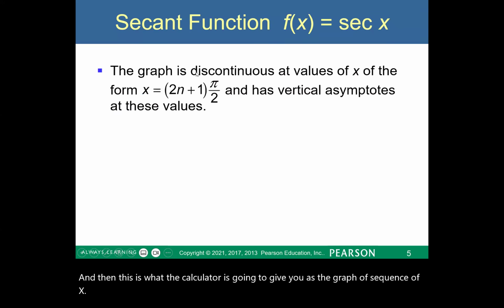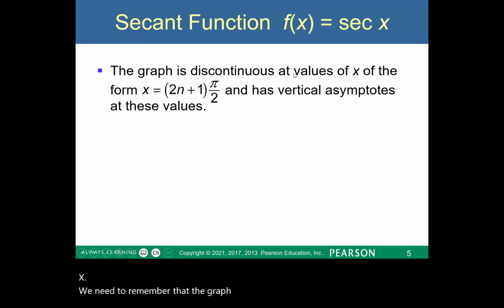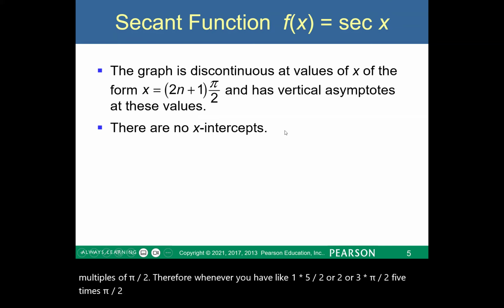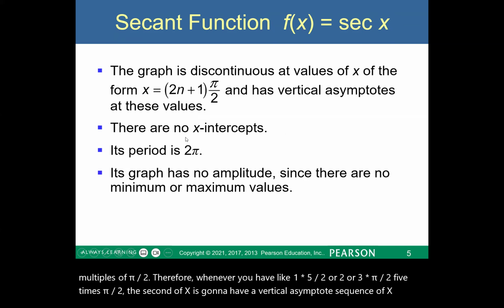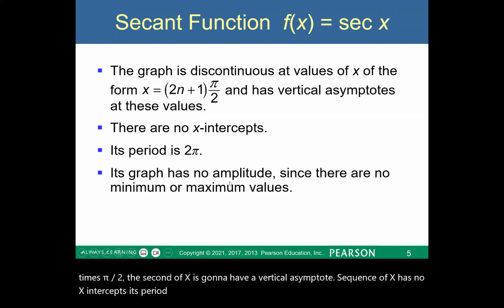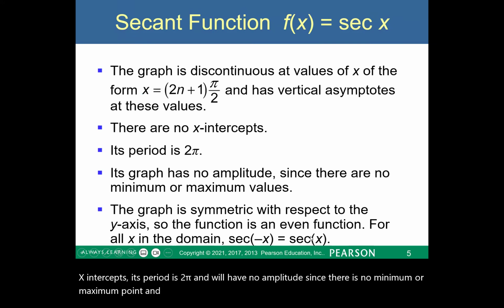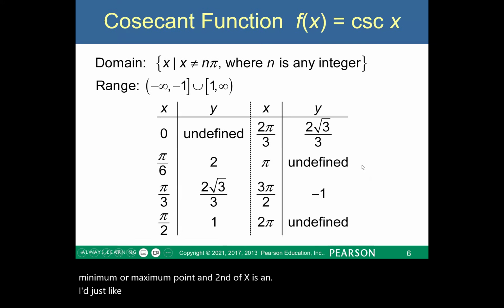We need to remember that the graph of secant of x is discontinuous for all the odd multiples of pi over 2. Therefore, whenever you have 1 times pi over 2 or 3 times pi over 2, 5 times pi over 2, the secant of x is going to have a vertical asymptote. Secant of x has no x-intercepts. Its period is 2 pi, and it will have no amplitude since there is no minimum or maximum point. And secant of x is an even function just like the cosine function.